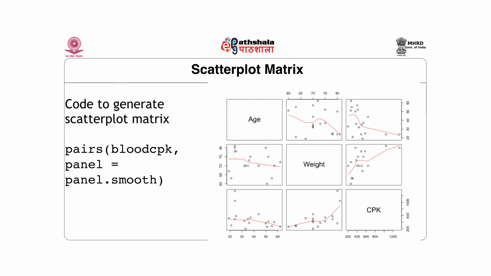So we issue the command pairs blur CPK, and in the panel that results, we say, okay, give me the smoothed data of the pairs of data that we get to see here. And you can see from here that the relationships may not exactly be linear, it can be a curvilinear relationship.